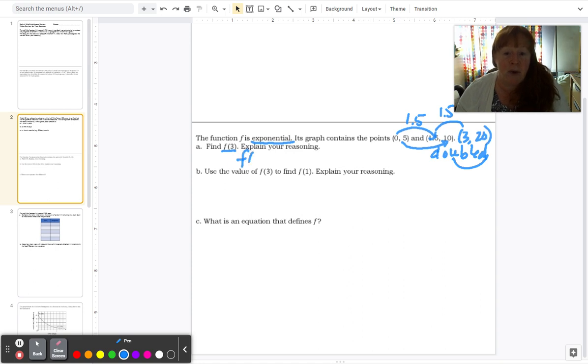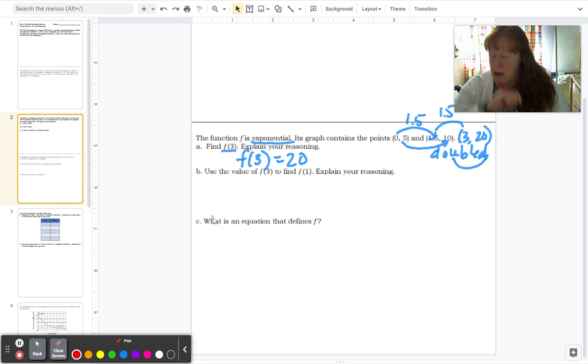So f of 3 is 20. Again, exponential. So we're looking for what's happening. How is this growing by multiplying by something? And so it doubled going from 5 to 10. So going another unit, the same amount, it's going to double again.